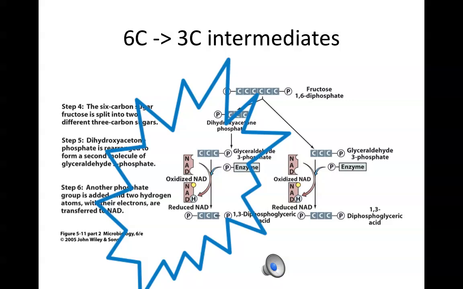Now we need to modify this a little bit more. We need to attach a second phosphate group to the opposite end of each glyceraldehyde 3-phosphate. We're going to do that by plucking a phosphate group from another source of phosphates, and we're also going to reduce a molecule of NAD and create some NADH. We're going to make 2 NADHs in this process, and we're going to phosphorylate, or add a phosphate group to, the 2 glyceraldehyde 3-phosphates to create 2 molecules of 1,3-diphosphoglyceric acid.